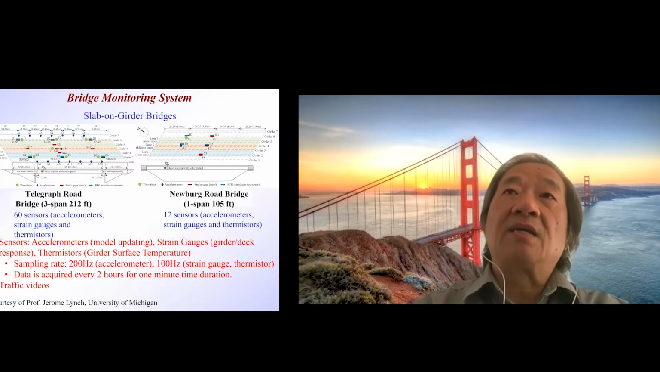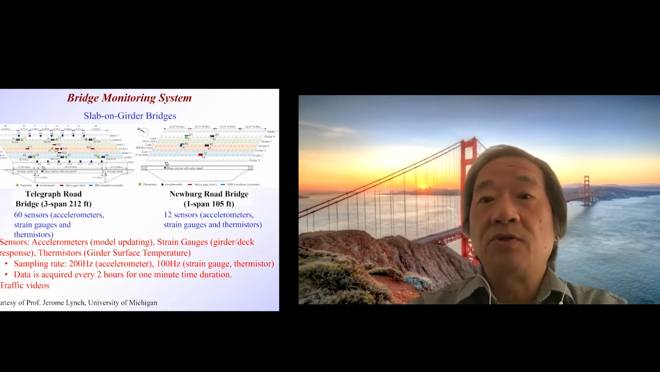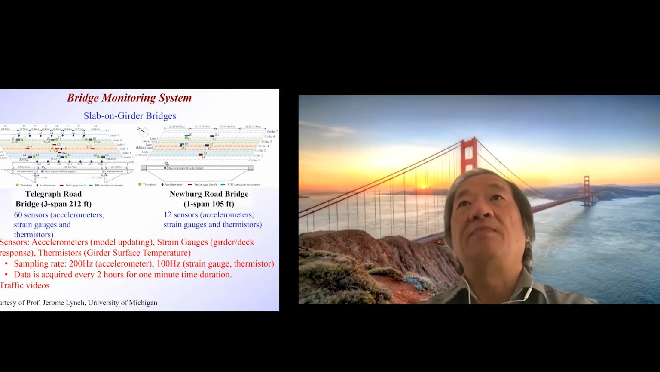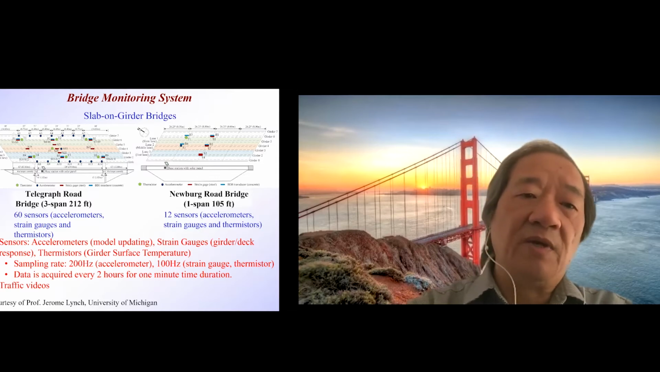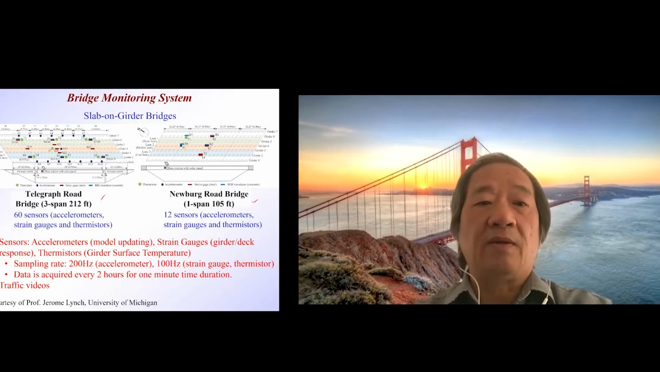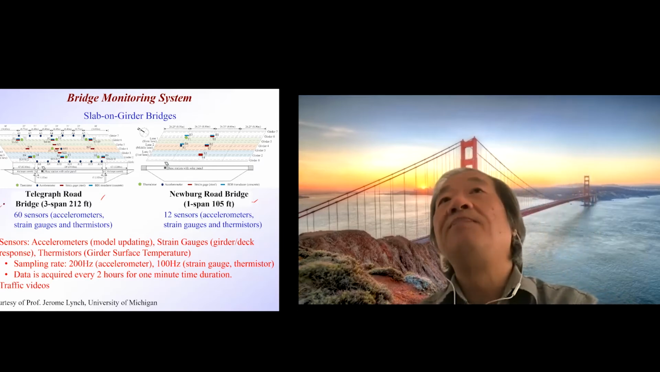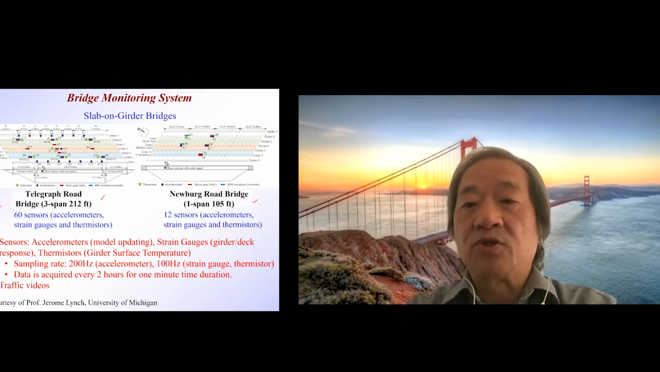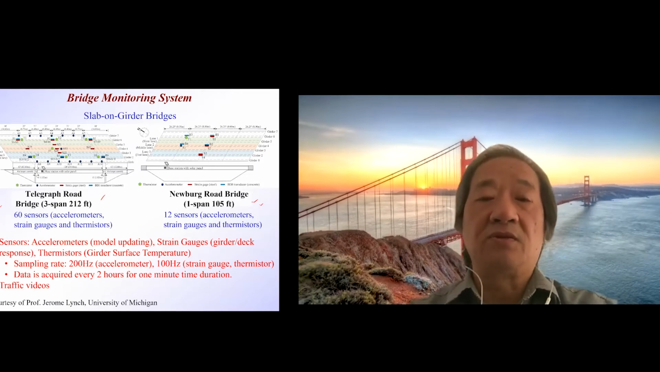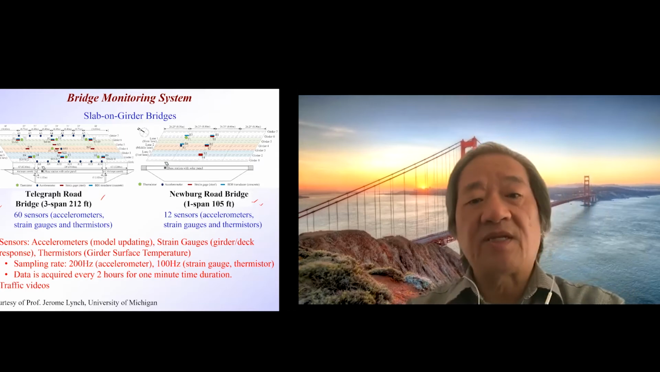The basic overpass that people typically have is what they call slab on girder. You put a girder underneath the bridge, and then you put a slab on top and tie them together. As I mentioned, there are two bridges that we're dealing with. One of them, which we monitor a little bit more in our research, has 60 sensors on it. The other one we only put 12 sensors. It's not a lot of sensors, but we can still collect quite a bit of data. So what type of sensor?